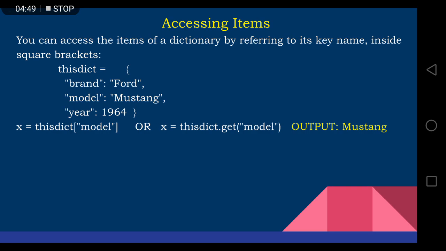Otherwise you can say thisdict.get. So .get is a function. You will get the values from the dictionary. And the variable name is model. Now the output is Mustang. So we can give either this way or that way. This is how to access the items of a dictionary.